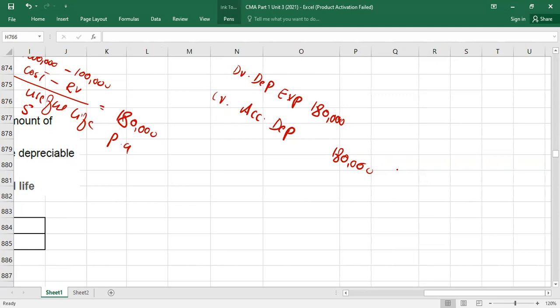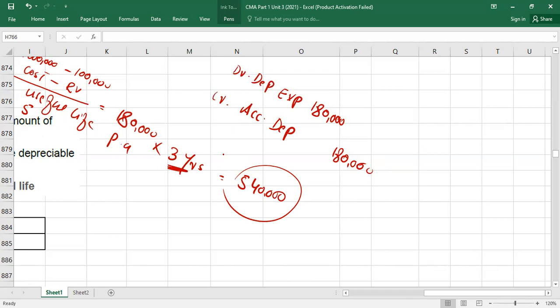For example, with the same data, the examiner asks you to calculate the accumulated depreciation at the end of the third year. What will you do? You already have the annual depreciation. You will just multiply by 3 years. This will give you accumulated depreciation of 540,000. This is accumulated depreciation for 3 years. If you want accumulated depreciation for 5 years, multiply by 5. If for 2 years, multiply by 2.